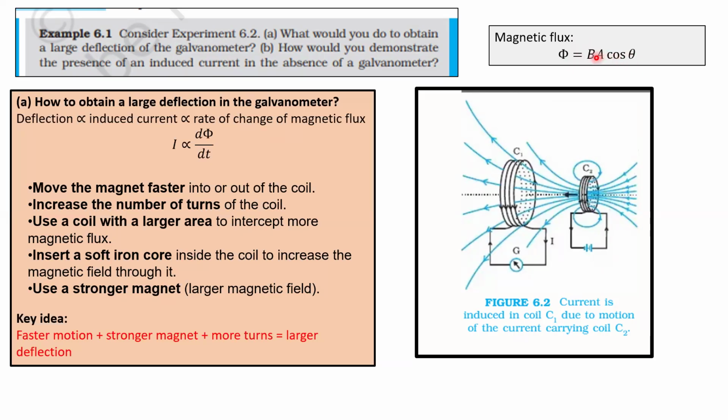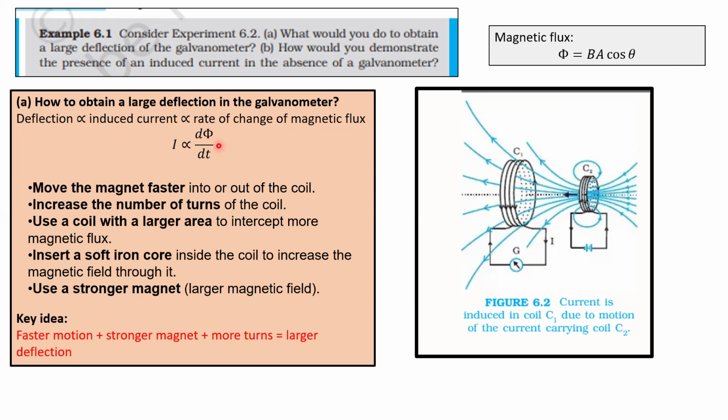How to increase B? I can increase the magnetic field by increasing the number of turns. So increase the number of turns, so B increases. Then the second point, area. Area of the coil. Use a coil with a larger area. So I can increase B, I can increase A. Two points correct, clear?